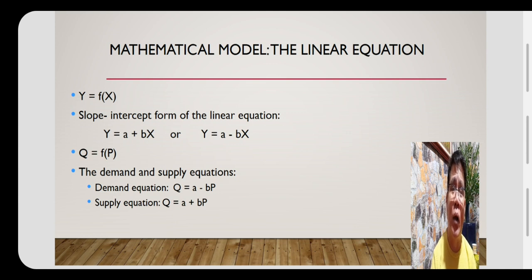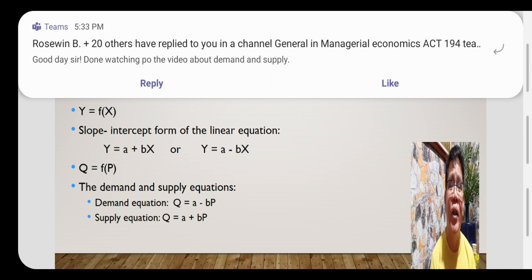Now, since we're talking about demand and supply, and as I have said in the previous slide, we're not anymore going to make use of the Y and X variables. Instead, we are going already to make use of the Q and P variables. So, if we are going to interpret A, it stands as the intercept of the dependent variable. And what is our dependent variable between Q and P relationships? Q is the dependent variable, so A is the Q intercept.